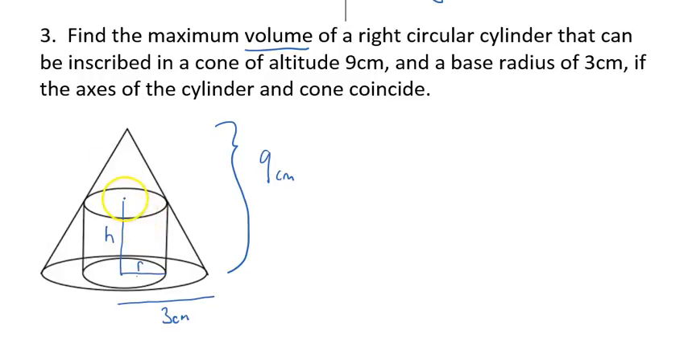And then I'm going to think about the difference. So the difference from the top of the cone down to the top of the cylinder, well, if the whole thing is 9 and I'm calling this amount h, I can call that missing distance 9 minus h. And I can do the same thing with the radius. I know the whole thing is 3. If I'm calling this amount r, the amount that's left is 3 minus r.